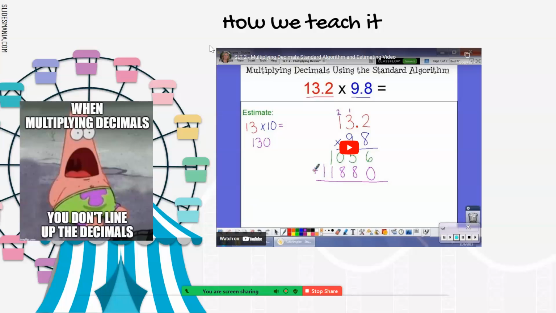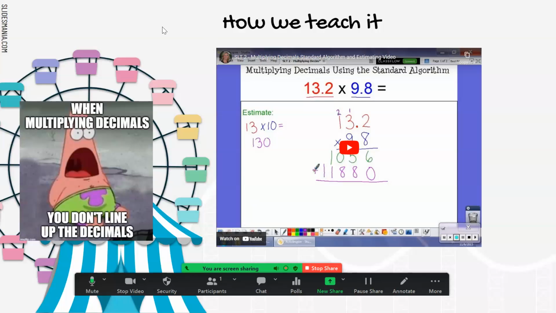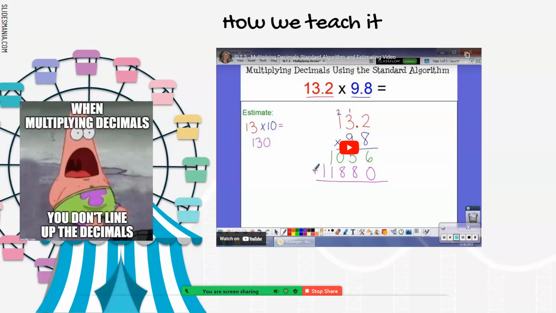Okay, how we teach it. One of the things we want to make sure that students don't have the misconception of is this right here. When multiplying decimals, you don't line up the decimals. Okay, that's going to be something that's a misconception for our students. So we are definitely going to talk about that. There is a video in your Google Slides right here, okay? And it's in your Google Slides in your lesson.